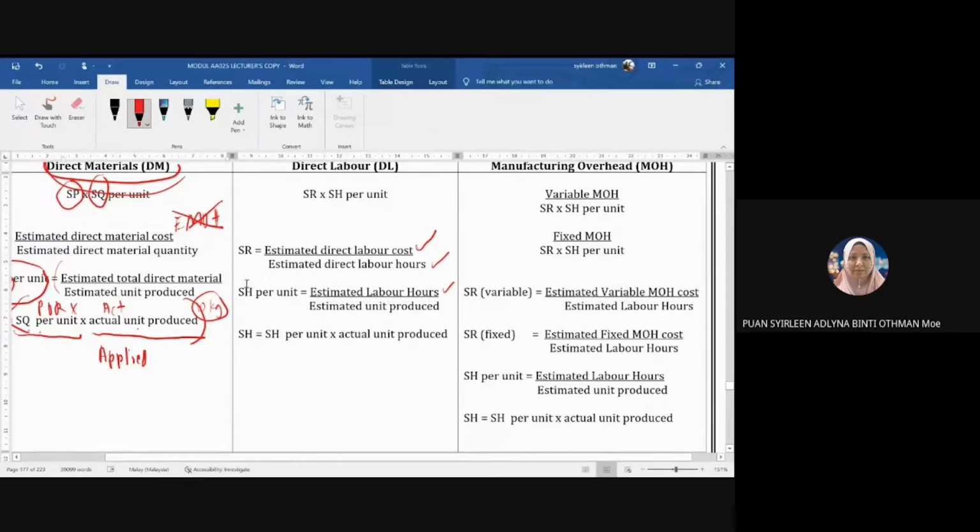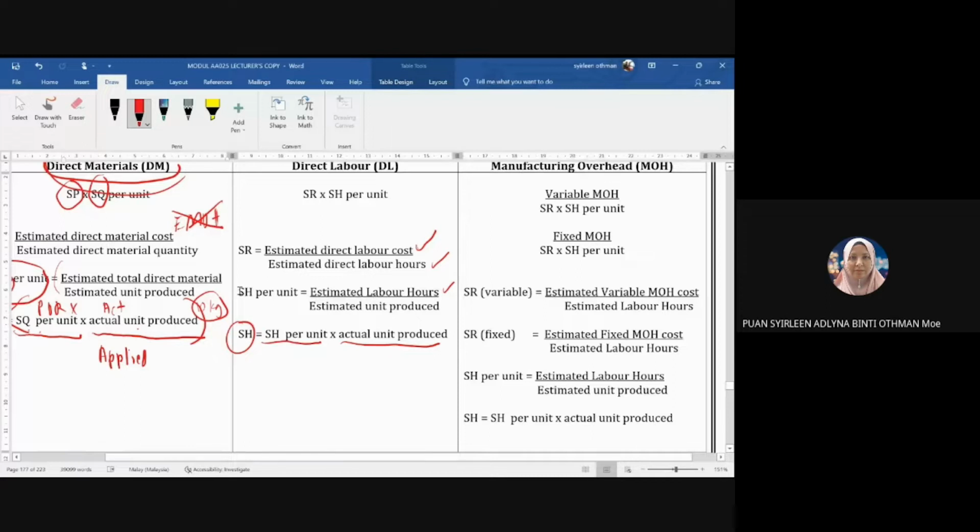So maksudnya untuk keluarkan satu unit barang, okay, standard hours dia ialah satu unit. Okay, itu standard hour per unit. So nak cari standard hours, you need to use that standard hours per unit, you akan darab dengan actual unit produce. Okay, so that is for your direct labor.